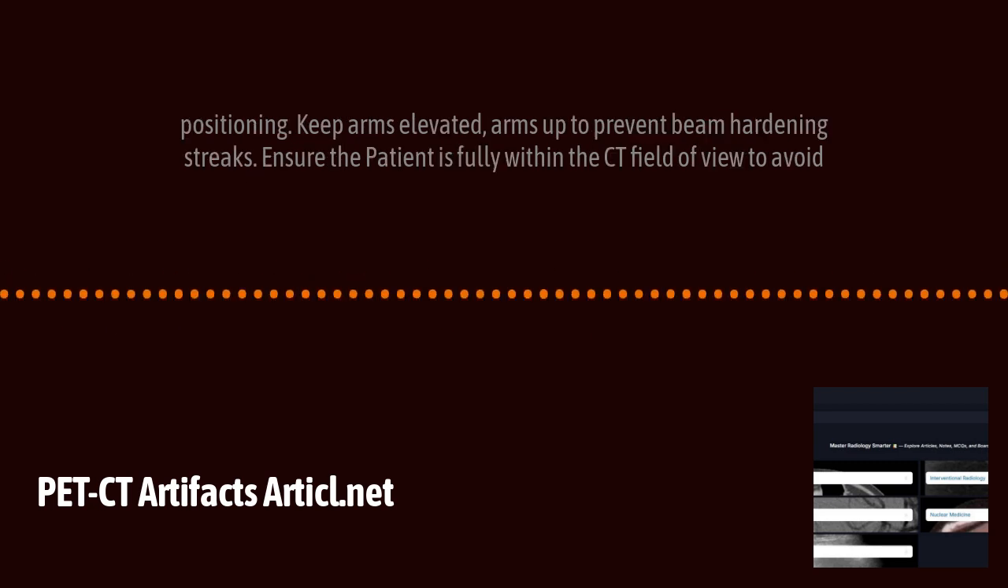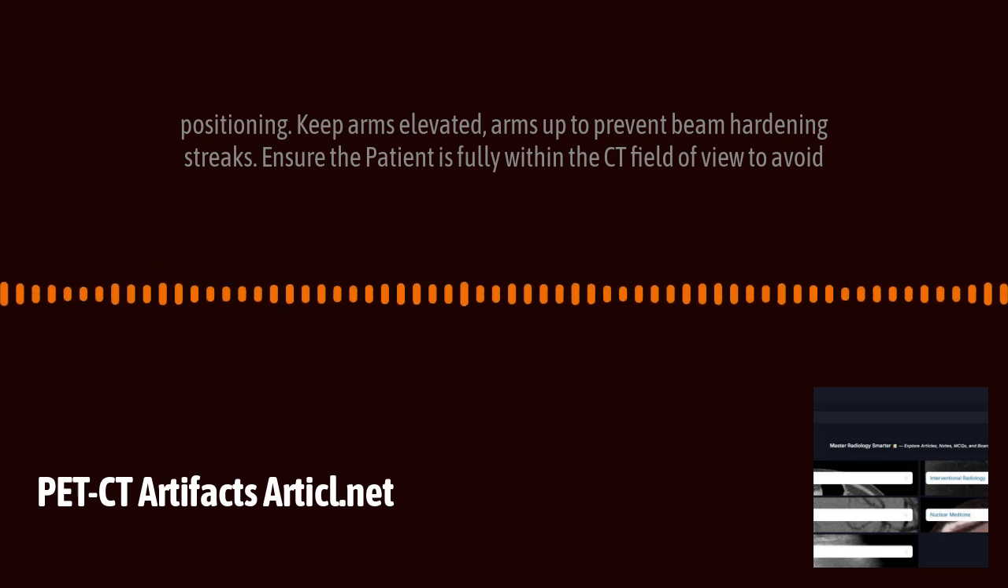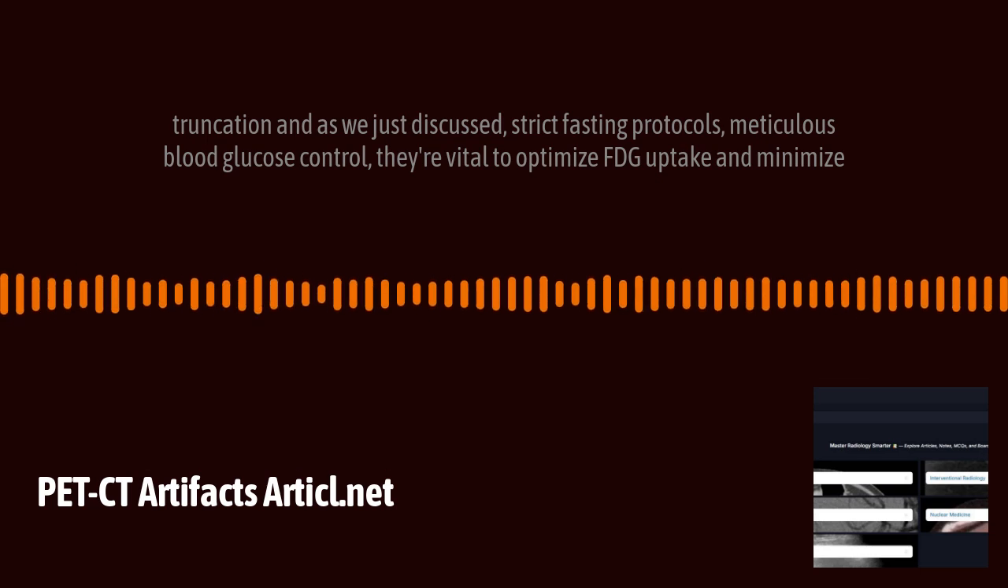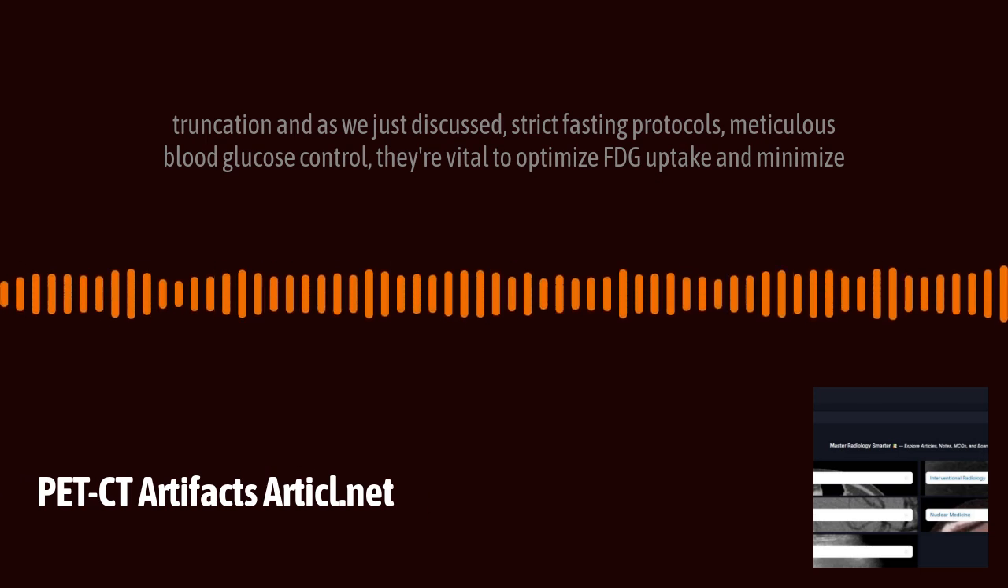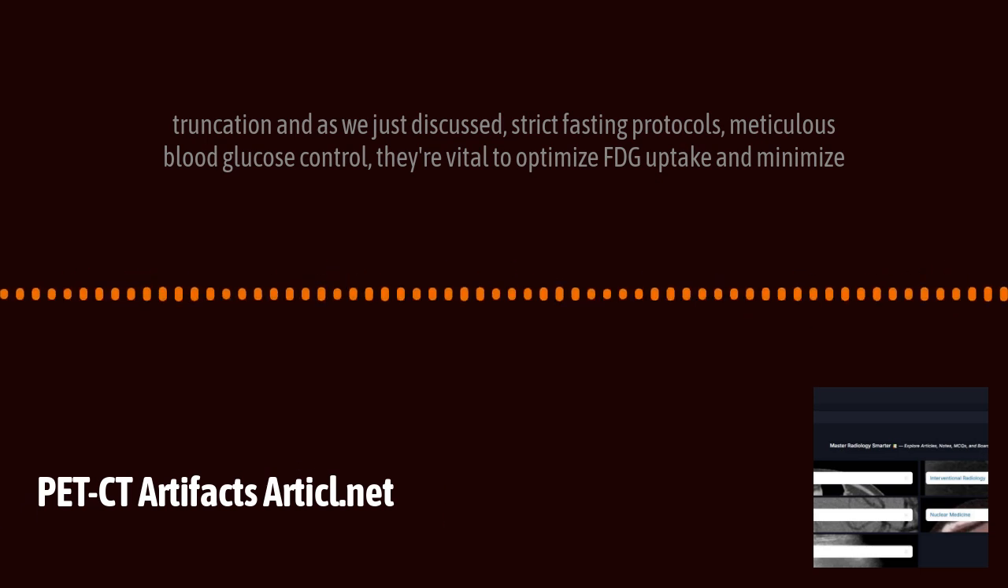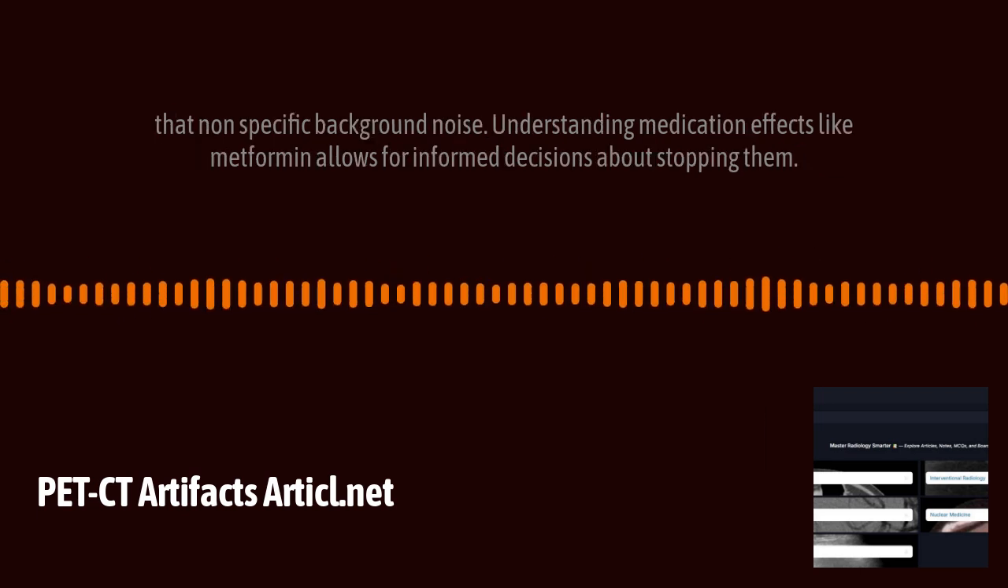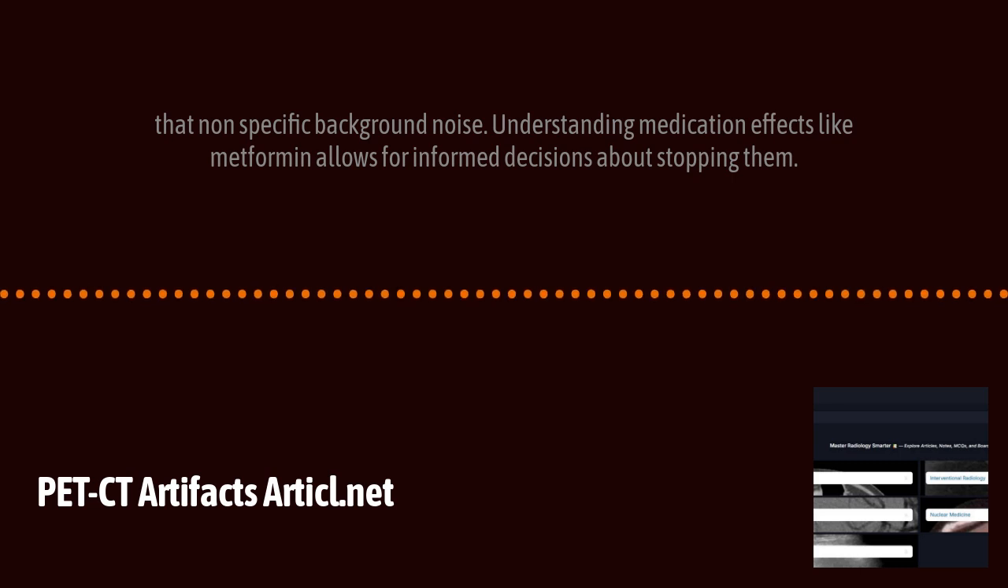And positioning. Keep arms elevated, arms up, to prevent beam hardening streaks. Ensure the patient is fully within the CT field of view to avoid truncation. And, as we just discussed, strict fasting protocols and meticulous blood glucose control are vital to optimize FDG uptake and minimize that non-specific background noise. Understanding medication effects like metformin allows for informed decisions about stopping them.